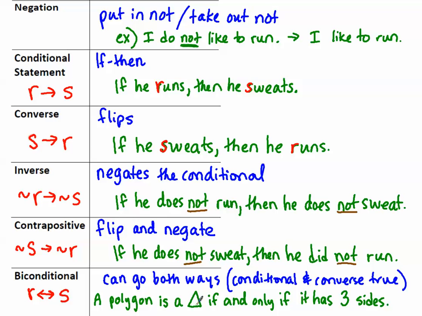A polygon is a triangle if and only if it has 3 sides. So if a polygon is a triangle, then it has 3 sides. If the polygon has 3 sides, then it's a triangle. Makes sense both ways.